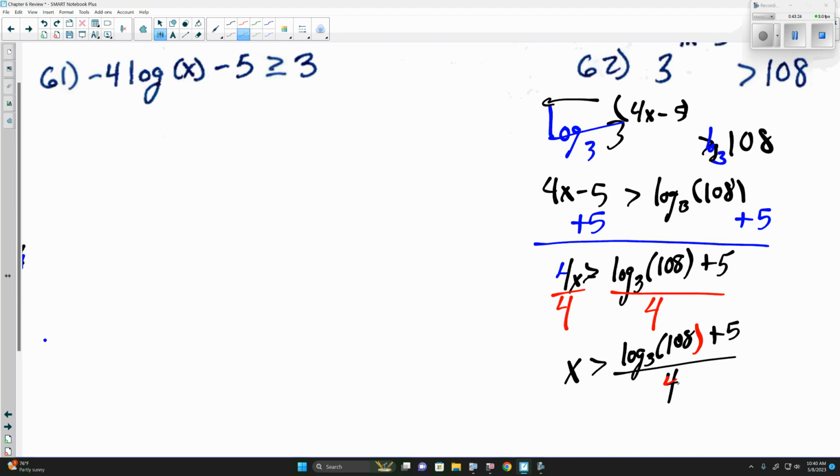Now at this point here, we'll need to plug this into the calculator to get our answer. Hold on. Any questions on any of this here?